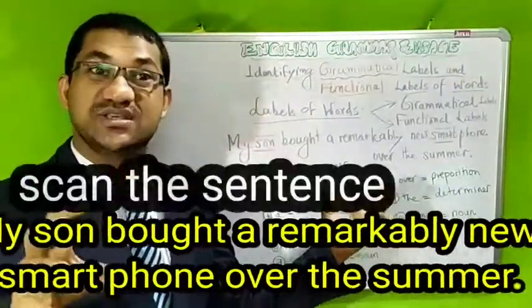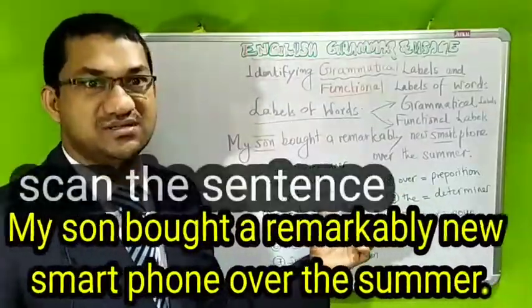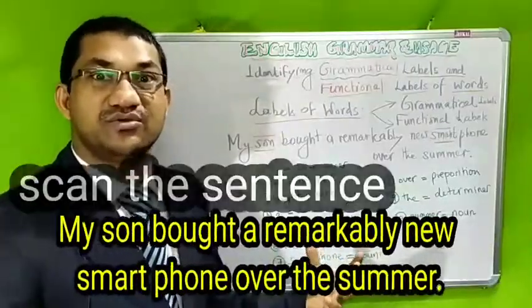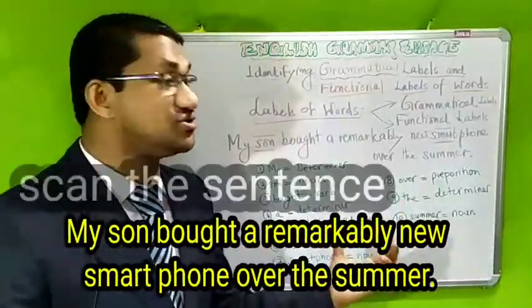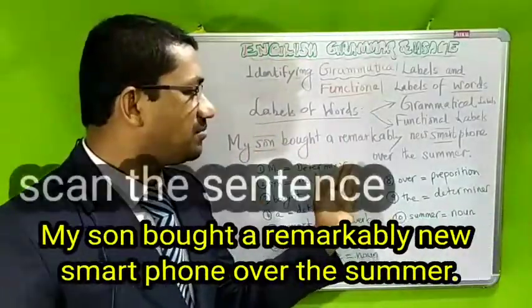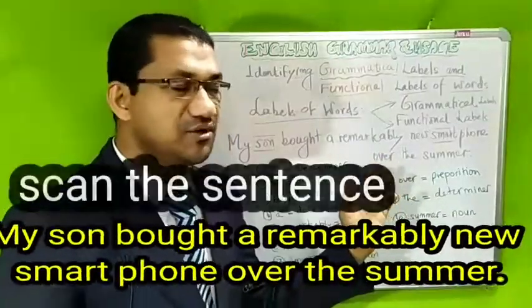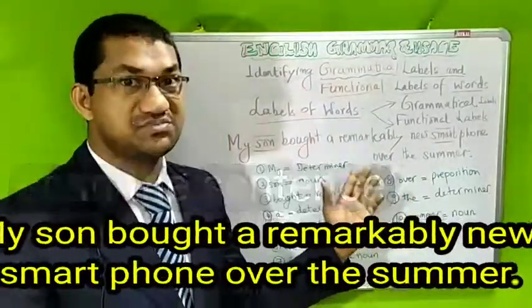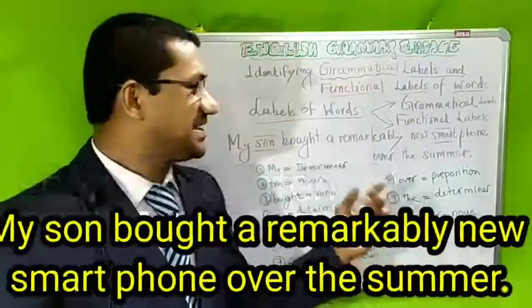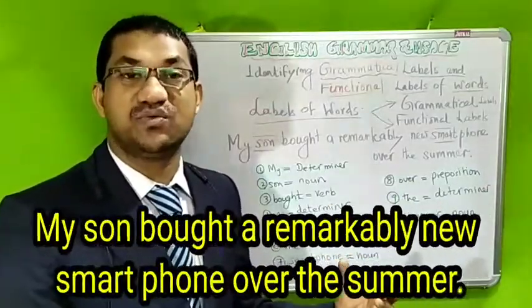We are going to scan the sentence. We are going to analyze the sentence, and in this process we are going to give labels to each of the words. My son bought a remarkably new smartphone. Smartphone together is a single word, a compound word: smart plus phone is smartphone, a phone which is smart, right? Over the summer.